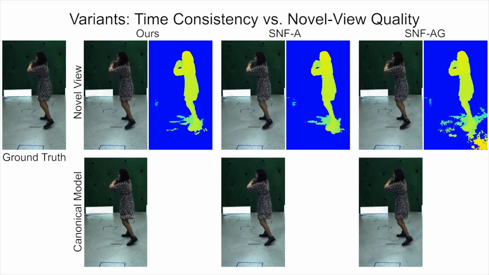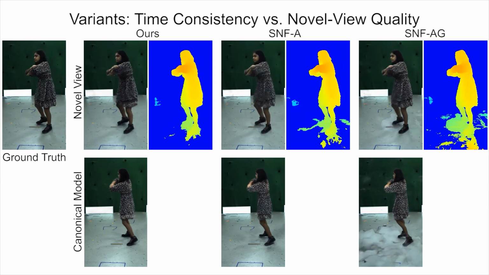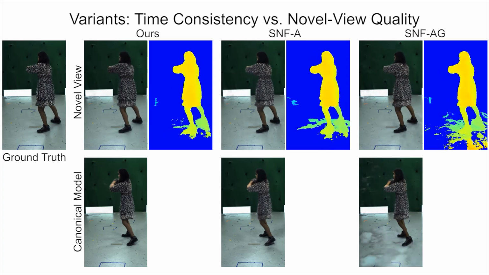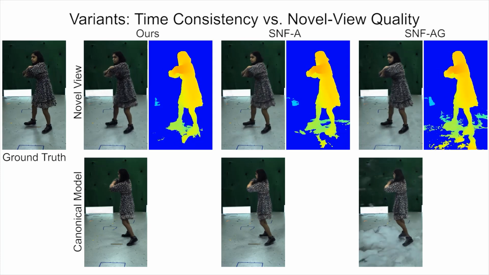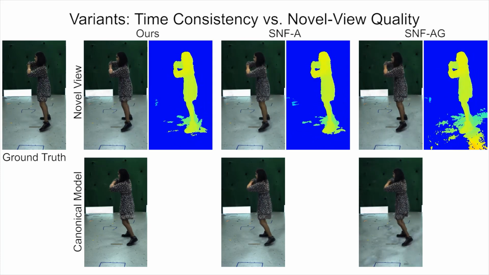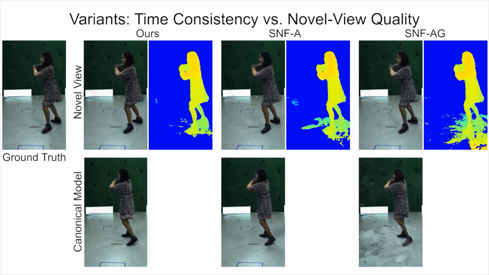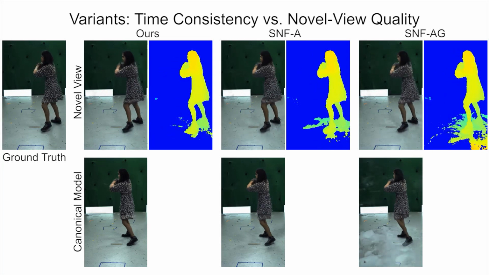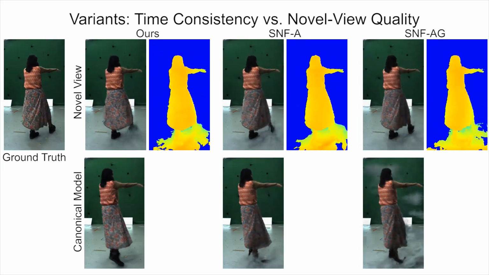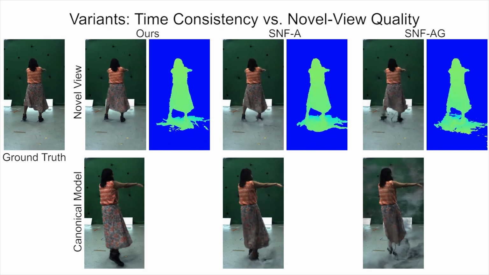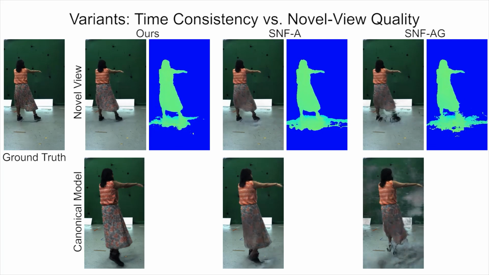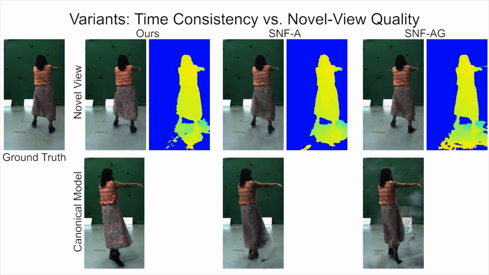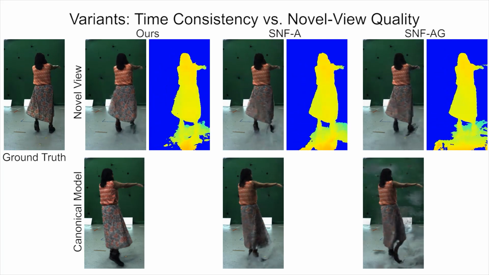Next, we want to get a better sense of the trade-off between time consistency and novel view quality. We thus introduce two variants of our method, SceNeRFlow A and SceNeRFlow AG. The first variant allows the appearance of the canonical model to vary over time. The second one makes both the appearance and the geometry of the canonical model time-varying. Both these variants can thus better overfit to any specific time t.